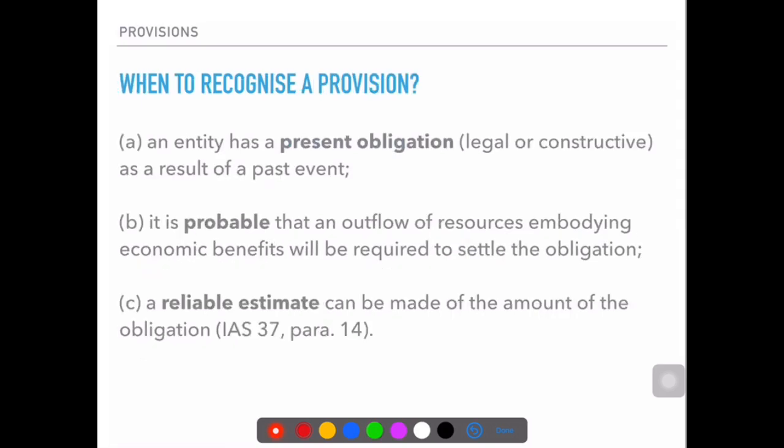So IAS 37 has given us rules as to when to recognize a provision. It's when we have a present obligation, it's probable, and there's a reliable estimate. So it doesn't have to be exactly measured, but there has to be something to back up the calculation. For instance, as I said earlier, a business can base the calculations on past experience.